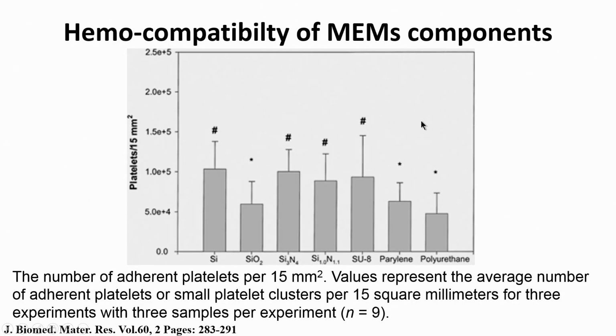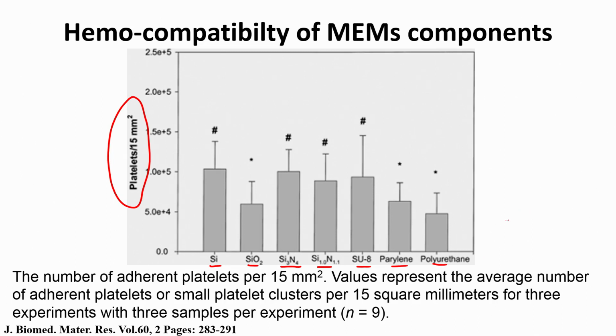So, here are some examples. Here we are talking about hemocompatibility of MEMS components. So, what are MEMS? These are electronic devices which are used for measurement and mostly for diagnostic purposes in the human body. And what you are seeing here is you have different choices of materials, mostly silicon based, but some other materials as well. And what you are seeing is, if you incubate them with platelets, how many platelets are seen per centimeter square or per millimeter square in this case.